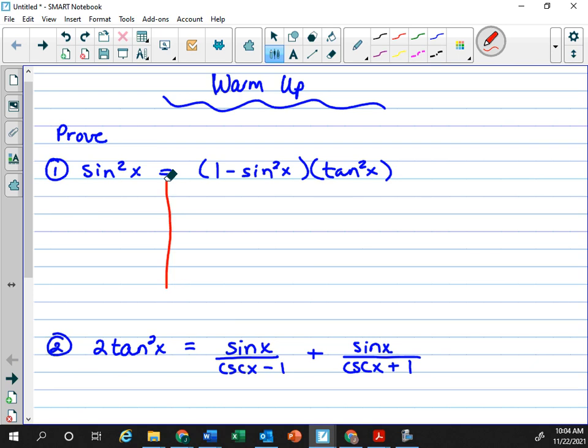All right, guys, let's go through them. So the first one here, some Pythagorean identities for you. What is 1 minus sine squared equal to? Okay, so I've got cosine squared x. And then tangent squared, what could I rewrite that as? Sine squared over cosine squared. And then what happens? These are gone. And we're done. So sine squared equals sine squared.